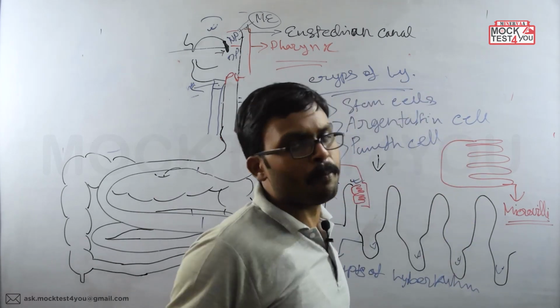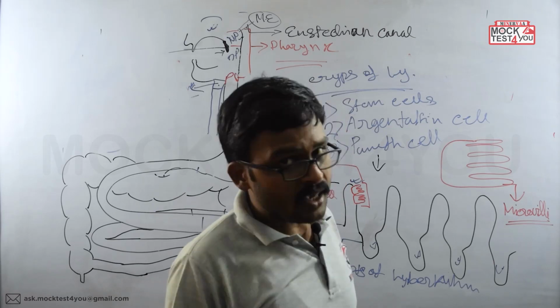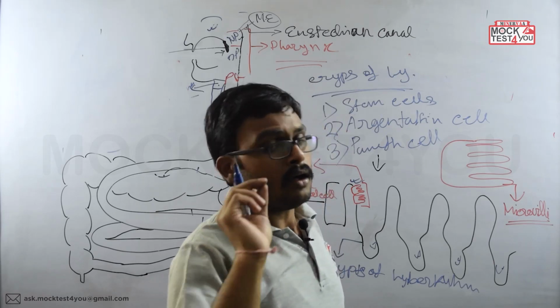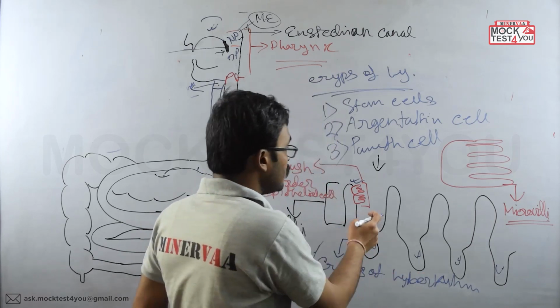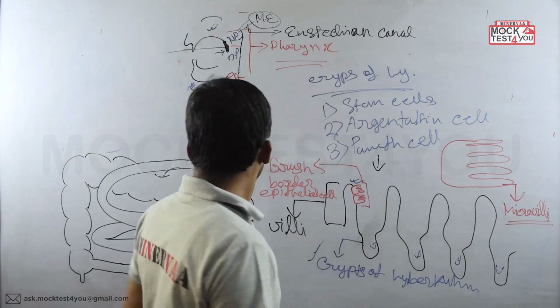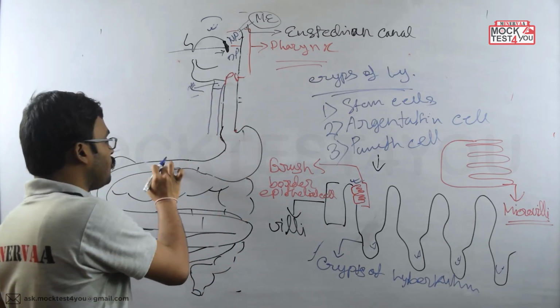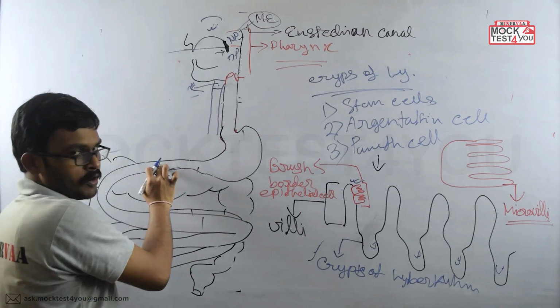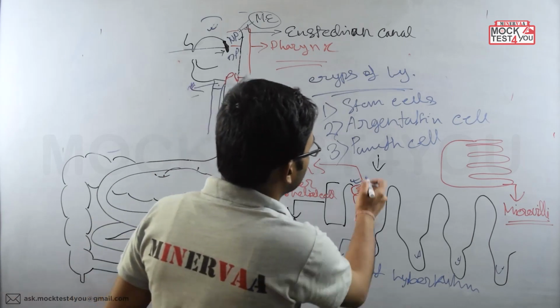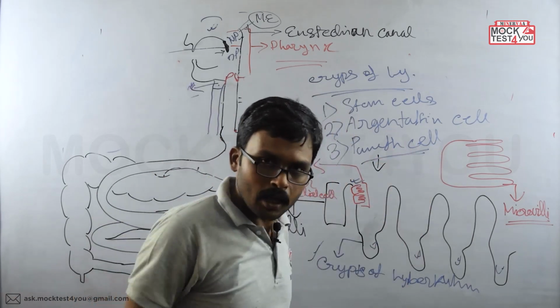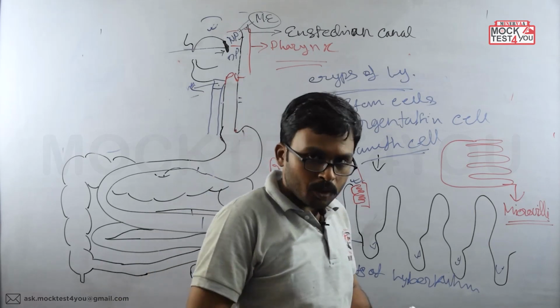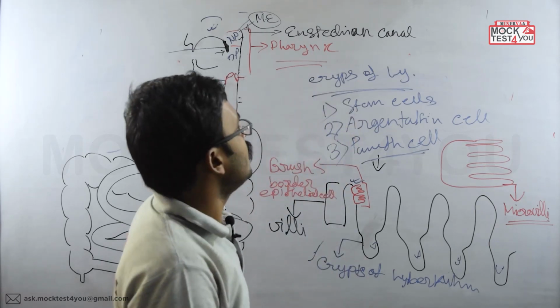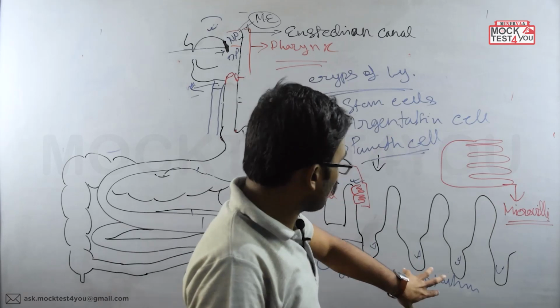And what is the function of the Paneth cell? The Paneth cell secretes lysozyme, which helps to kill the microbes over here. If any microbes have reached here with the food, they will be killed because of the lysozyme secreted by the Paneth cell. Okay, clear? And the Paneth cell is directly involved with immunity, body immunity. So these kinds of cells are present over here.